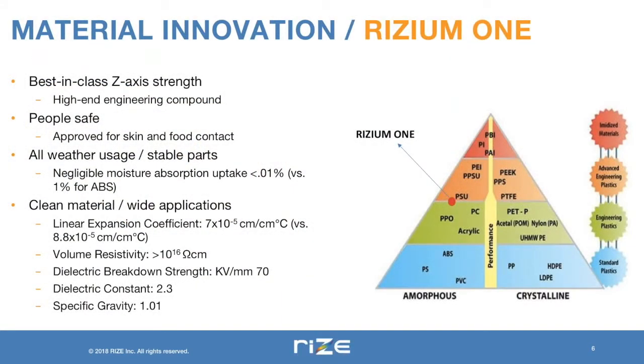So now I'll talk a bit about our main material, Rysium 1. This is an engineering or medical grade thermoplastic. It is perfectly safe for skin and food contact. It has a lot of useful properties, as I've mentioned. One of those is that it has negligible moisture absorption. It is about 1% as much as ABS absorbs.